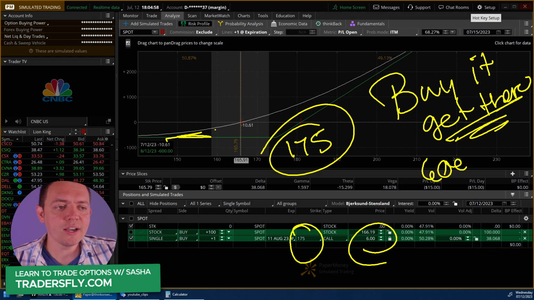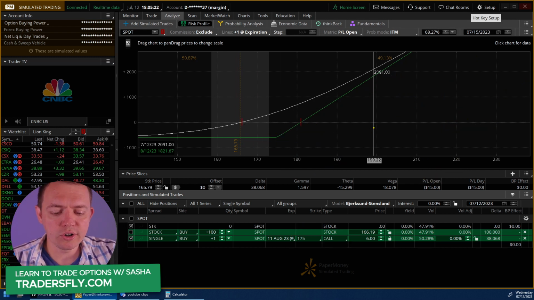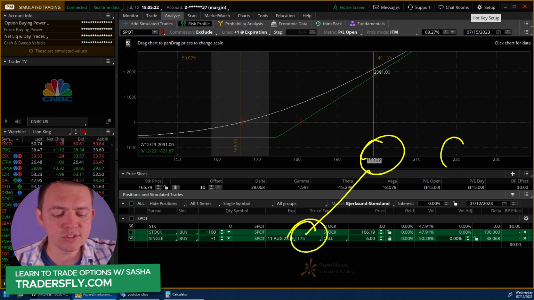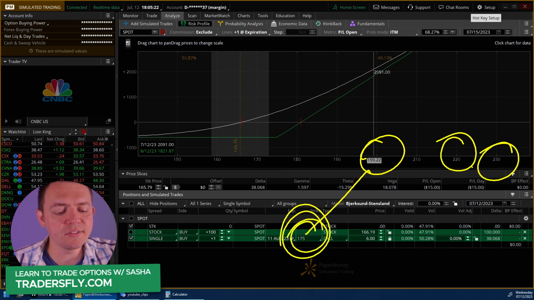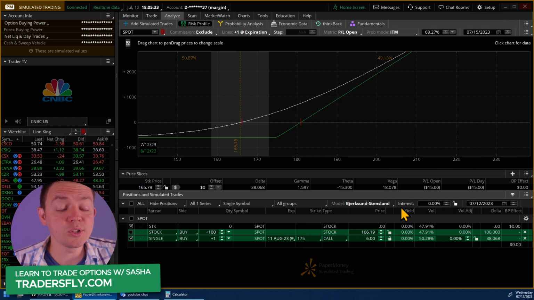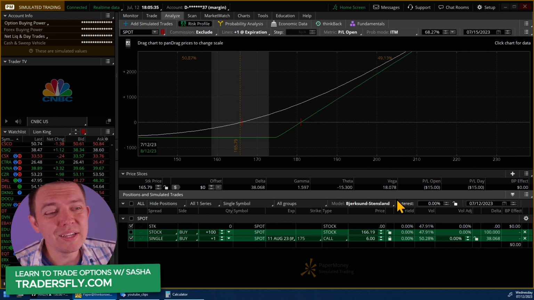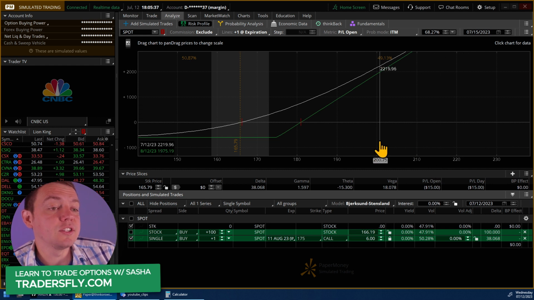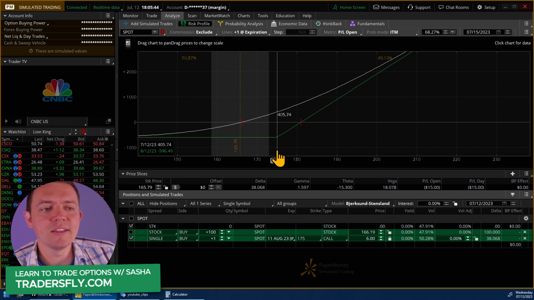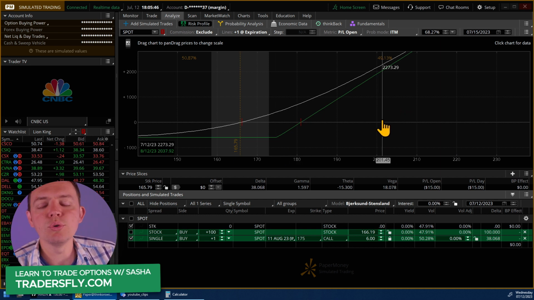Because if that stock actually gets to $200, I can still buy the stock at 175. If it gets to 220, I can buy it at 175. If it gets to 230, I can buy it at 175. That's the way the call option works. But normally you don't go in and, let's say the stock gets to 200, you don't buy the stock at 175 and then sell the shares back at 200.